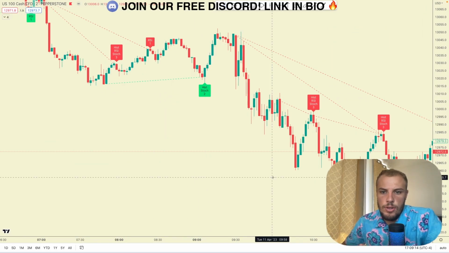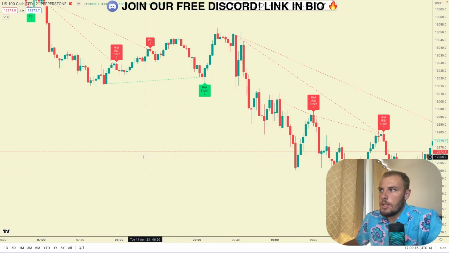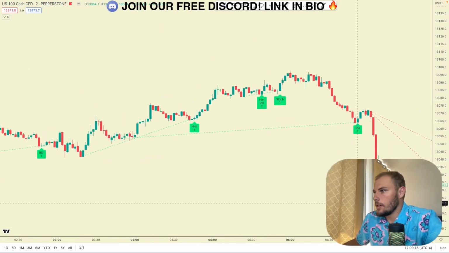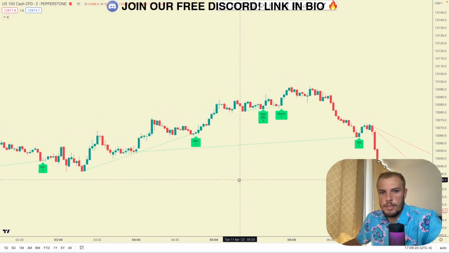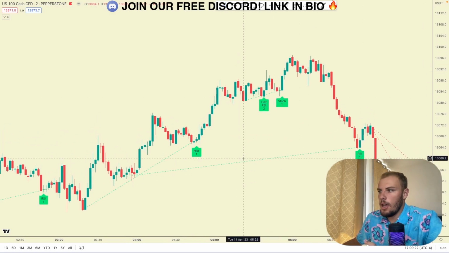Now let me try to find you guys a nice uptrend so that we can look at this in reverse. If we just go back a little bit in time, we can see that there's a nice uptrend with several continuations for us to chart right here.